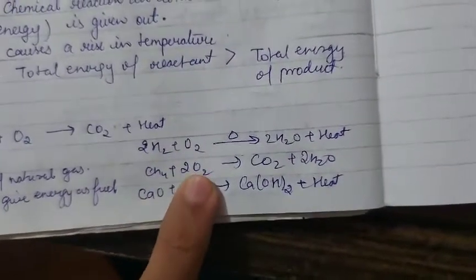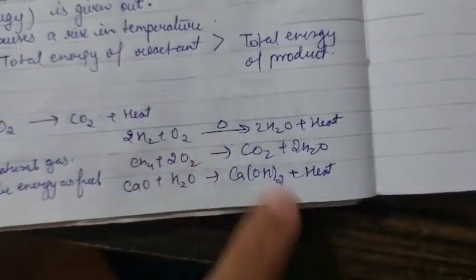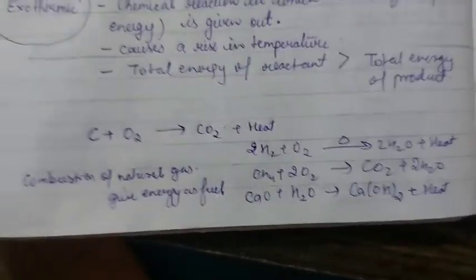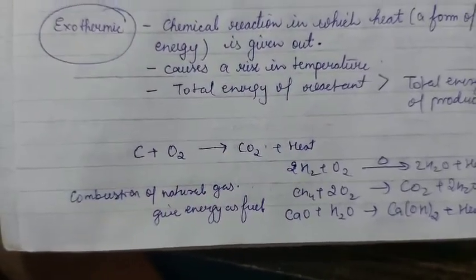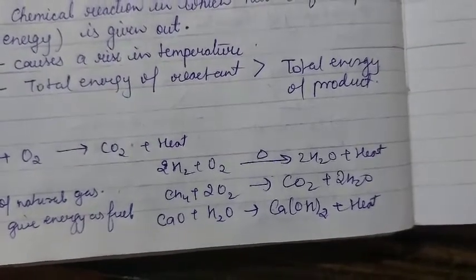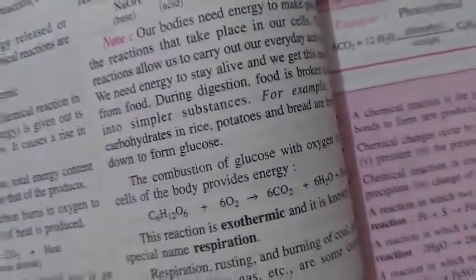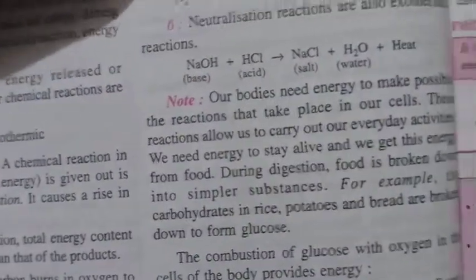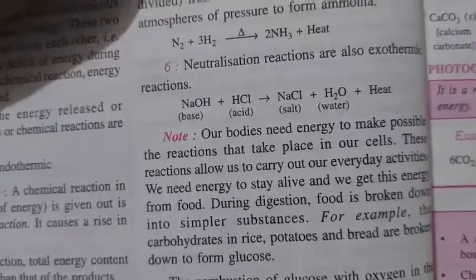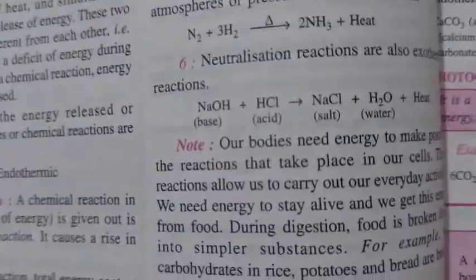Methane, CH4, and O2 give CO2 and 2H2O, and in this combustion of methane a lot of energy is released, which is used as fuel. Then calcium oxide and H2O form calcium dihydroxide, and heat is released. So this is also a type of exothermic reaction. The neutralization reaction is also exothermic. In the last lecture we studied the neutralization reaction where salt and water are formed. Here also heat is released, so it is also an exothermic reaction.